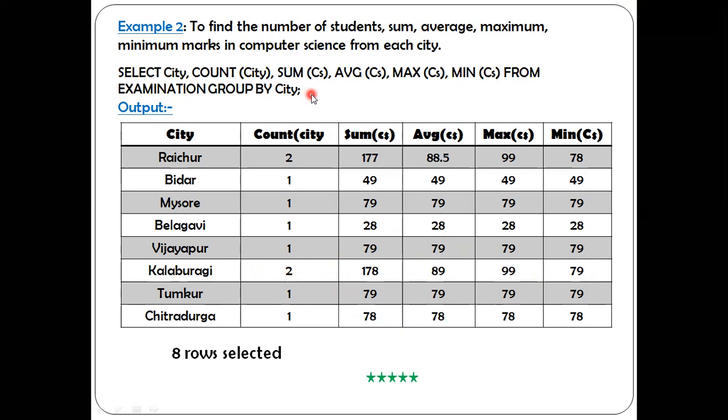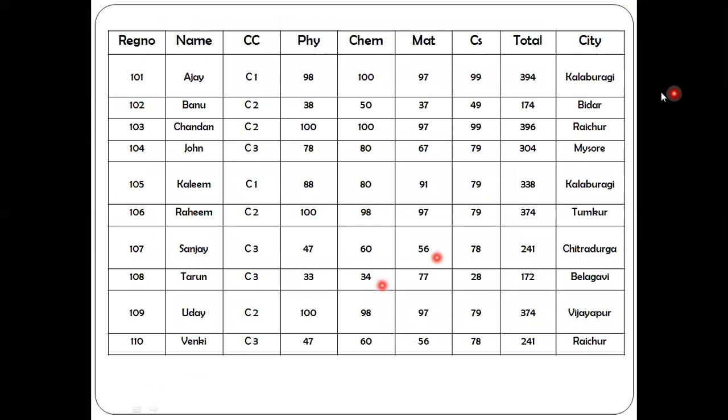Select city, comma, count of city, comma, sum of CS, comma, max of CS, comma, average of CS, comma, min of CS. From which table? Examination table. Group by city. Okay. In each group, like from Raichur 2 students, Bidar 1 student, Mysore 1 student, Belgavi 1 student, Vijaypur 1 student, Kalburgi 2 students, Tumkur and Chitradurga 1 each. There you can see the table. I'll show you the table. There you can see from Kalburgi only 2 students, Ajay and one more is Kalim. Okay, Bidar is there, downside. Right. That is the same thing I got in the output.